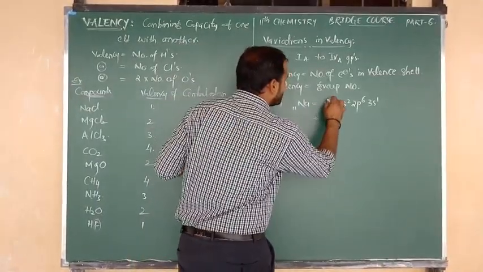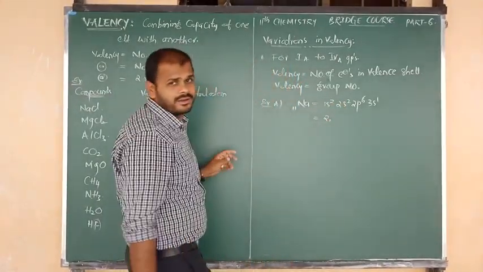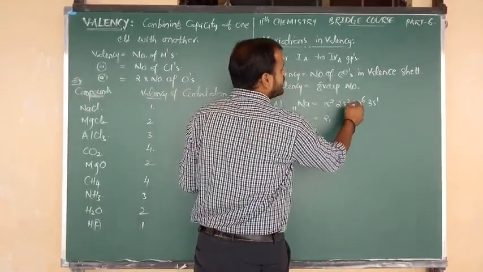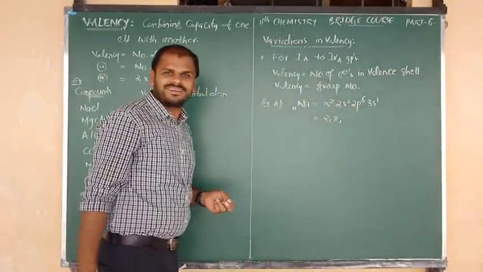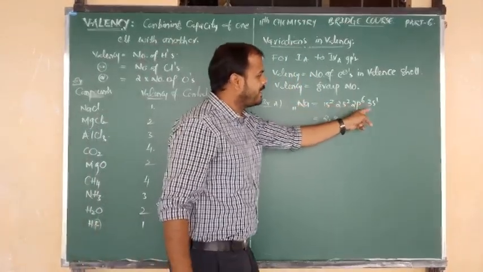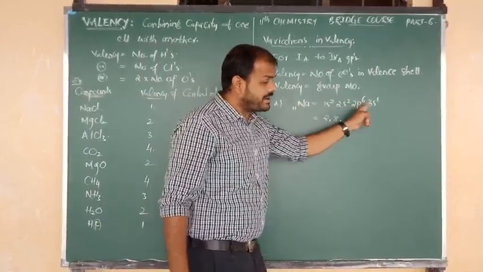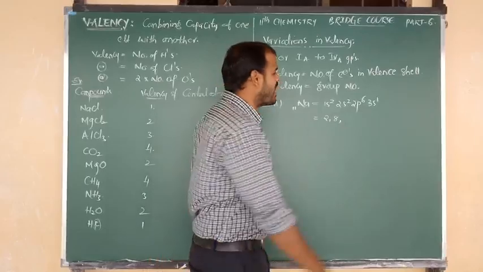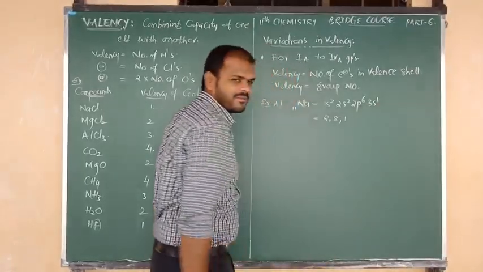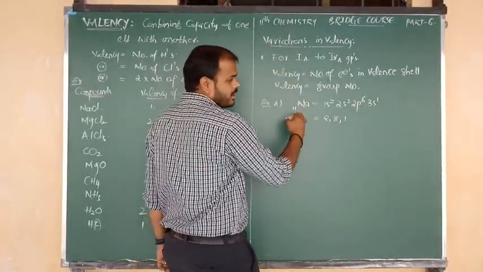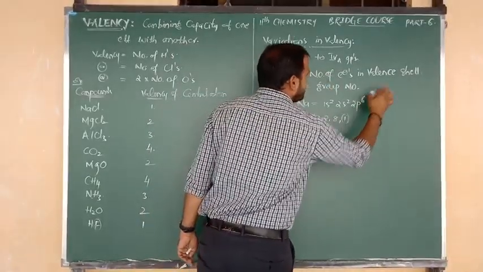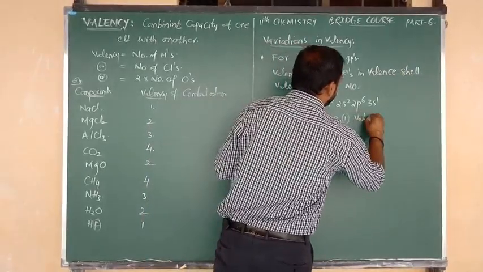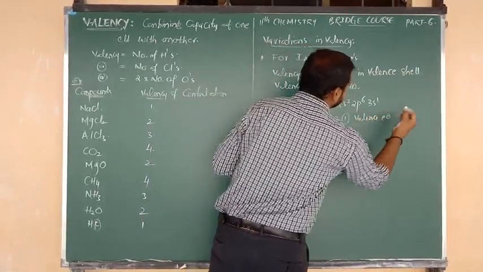The first orbit, 1s2, or K shell, contains 2 electrons. The second orbit, 2s2 2p6, the L shell, has 6 plus 2, that is 8 electrons. K shell, L shell, M shell are the first, second and third orbits. The third orbit is the valence shell, the outermost orbit, but it contains only 1 electron. So in the sodium atom, the valence shell contains only 1 valence electron.